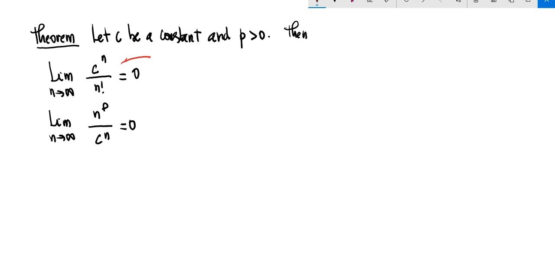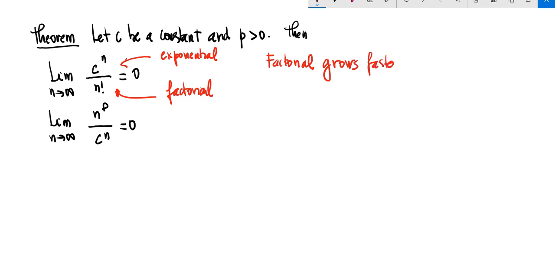And the thing to observe here is this. The numerator here is exponential, and the denominator is factorial. And the point here is that a factorial grows faster than an exponential function, which is the reason why this ratio goes to 0.